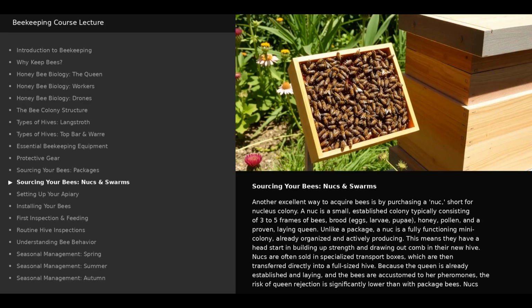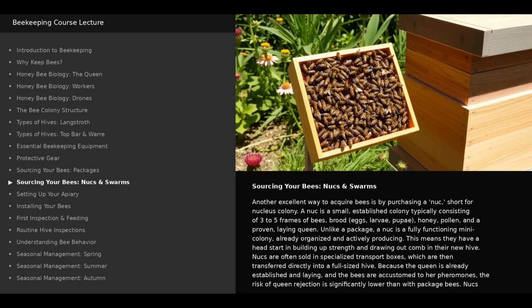Sourcing your bees. Nucs and swarms. Another excellent way to acquire bees is by purchasing a nuc, short for nucleus colony. A nuc is a small, established colony, typically consisting of 3 to 5 frames of bees, brood, eggs, larvae, pupae, honey, pollen, and a proven laying queen.